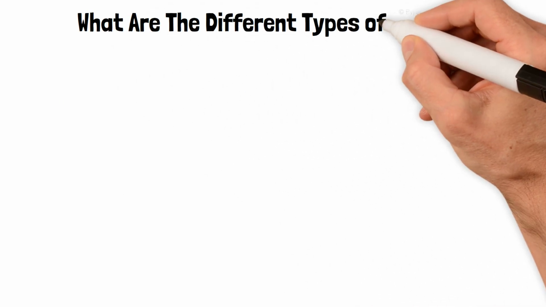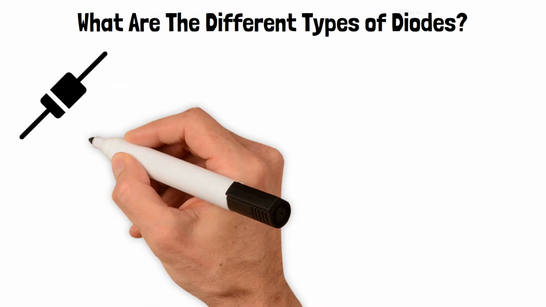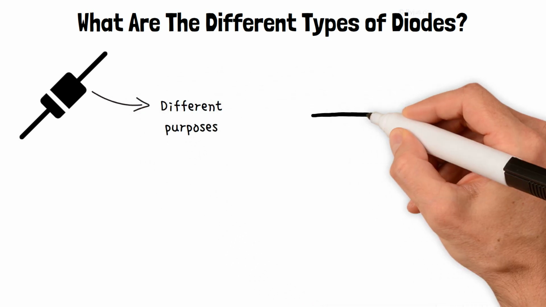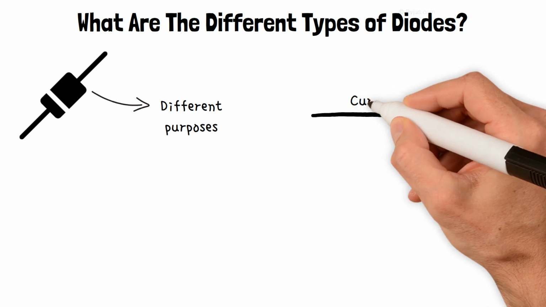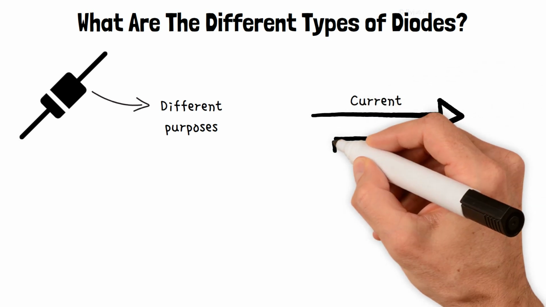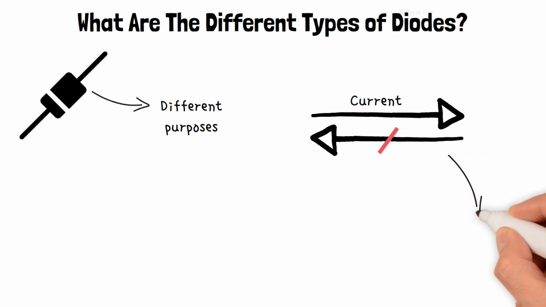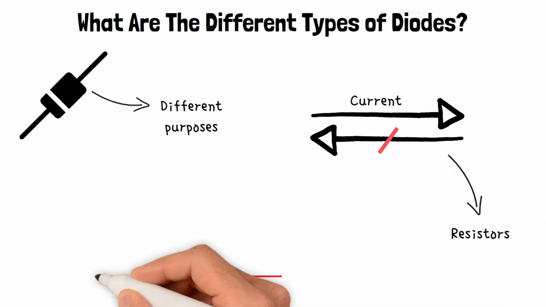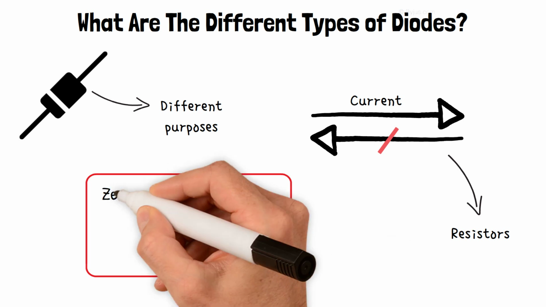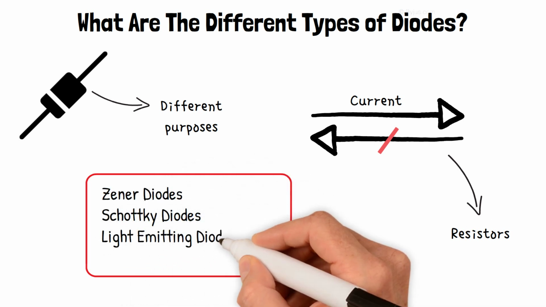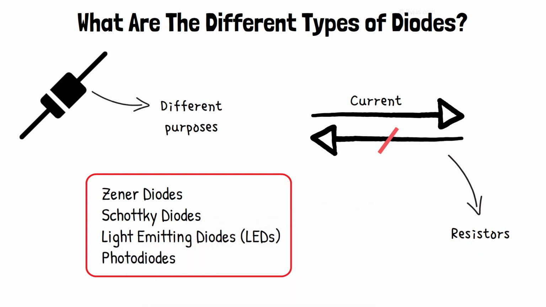What are the different types of diodes? Various types of diodes exist, which serve different purposes, but all have a primary function in common: allowing current to flow in one direction only, unlike other electrical components, such as resistors. Examples of some of these types include Zener diodes, Schottky diodes, light-emitting diodes (LEDs), and photodiodes. Let's take a closer look at some of these diodes and learn more about them.